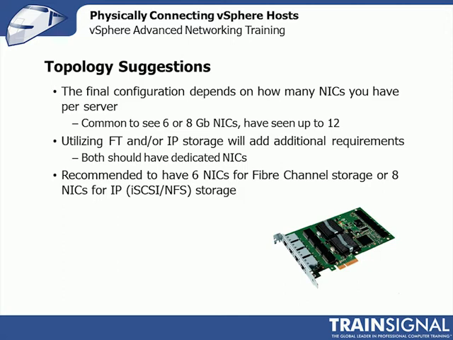So it's recommended to have 6 NICs for Fibre Channel, 8 NICs for IP storage. That's kind of a standard deployment model for us. Again, if you had a ton of high throughput VMs that are just going to crush it on traffic, then we're going to raise that number. But again, it just depends on your requirements.